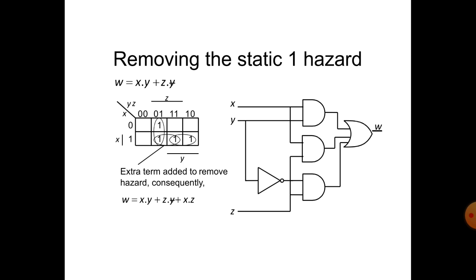AND gates. The first AND gate will be XY. That input will be given to the AND gate, which will produce the output. X and Y bar will be given to the second AND gate. Z and X bar will be given to the third AND gate. These three AND gates will produce the outputs that will be given to the input of the OR gate, which will produce the output W.